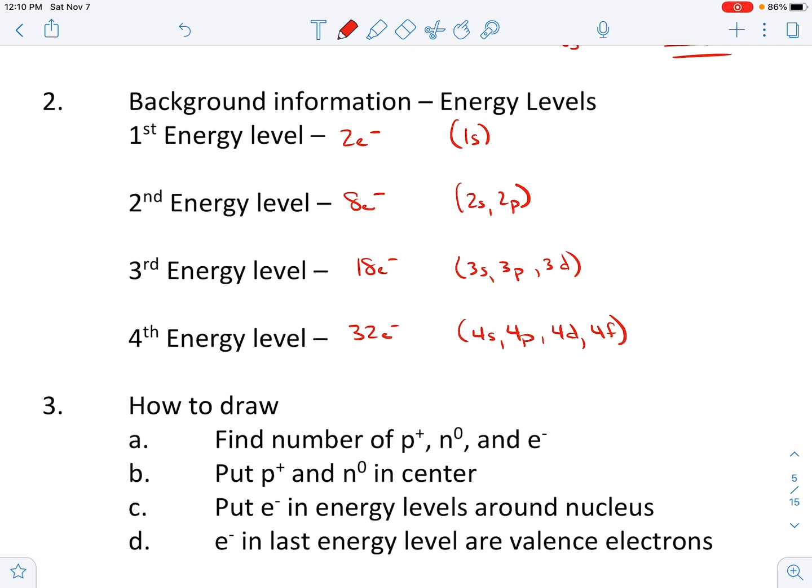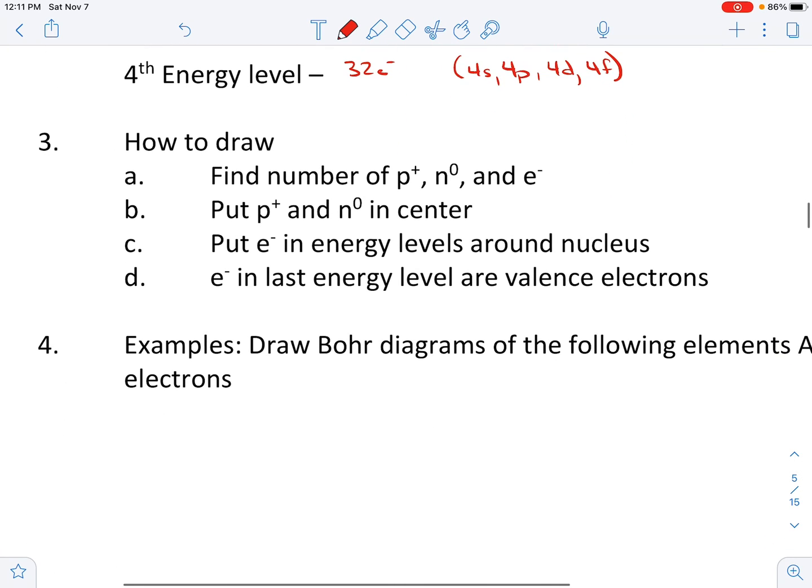But again, we're going to stay in these first 2 energy levels for our Bohr model, and then we'll build from there. So how do we do our Bohr models? It's very, very simple. The first thing that we do is we find the protons, neutrons, and electrons, and this is going to be from the periodic table. And we'll see an example of that down below.